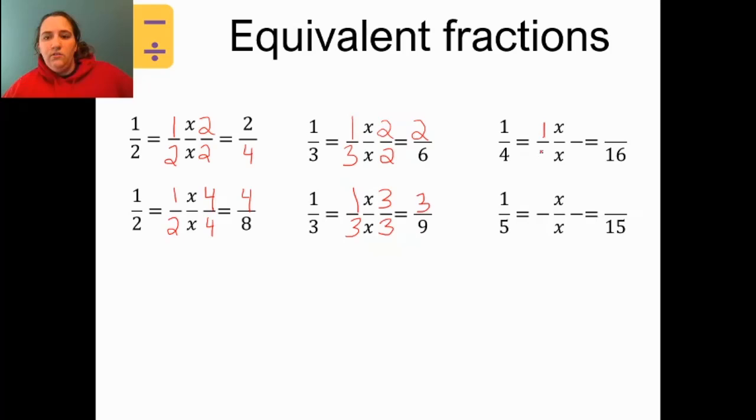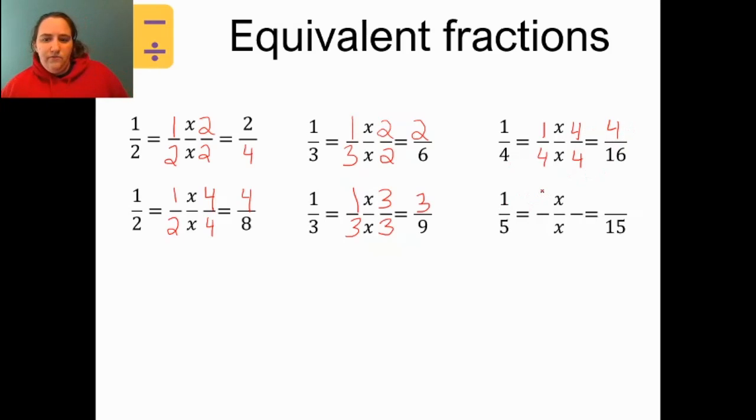And now we have 1 fourth. We have to multiply 4 by something to get to 16. So what do we multiply with 4 to get to 16? 4. So 4 times 4 equals 16, and what we do to one side, we must do to the other. So 1 times 4 equals 4 sixteenths. So 1 fourth is equal to 4 sixteenths.